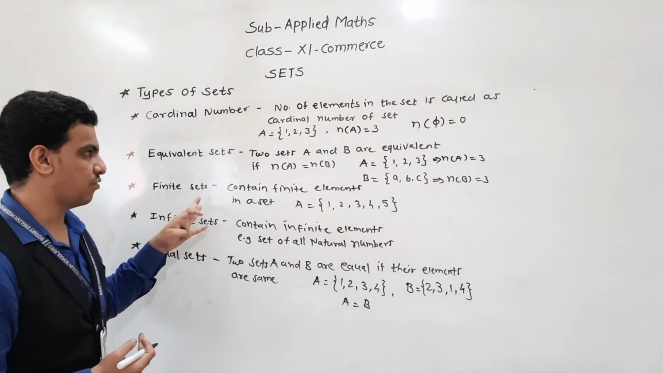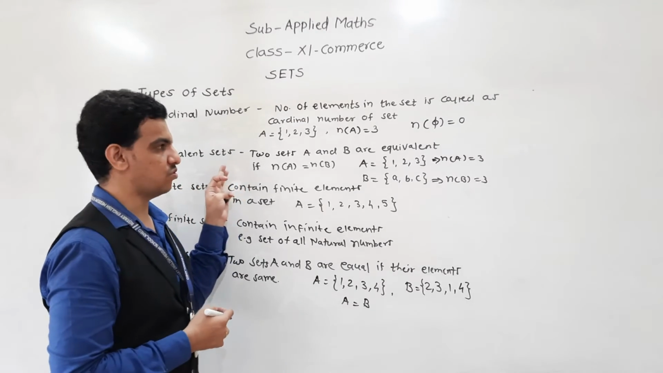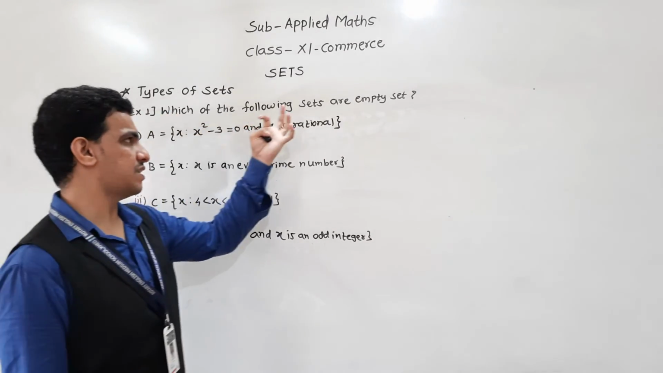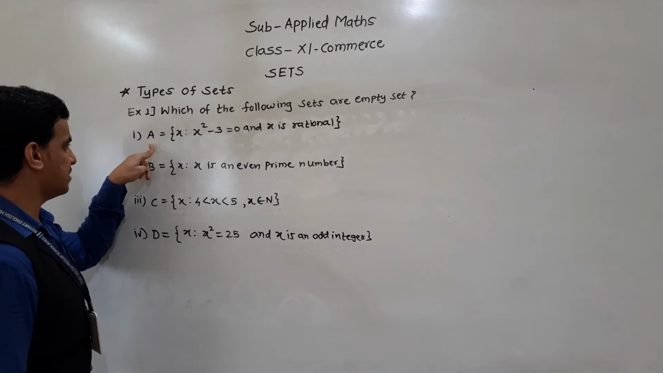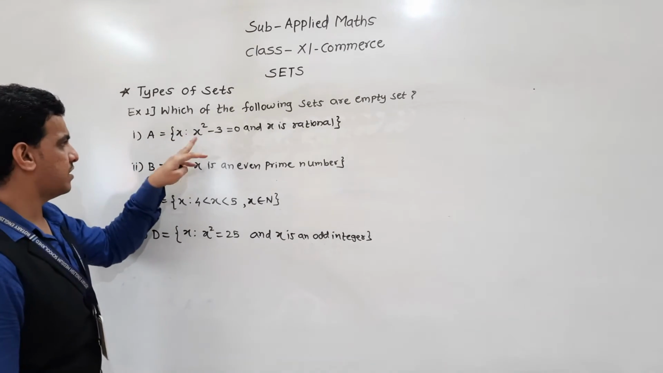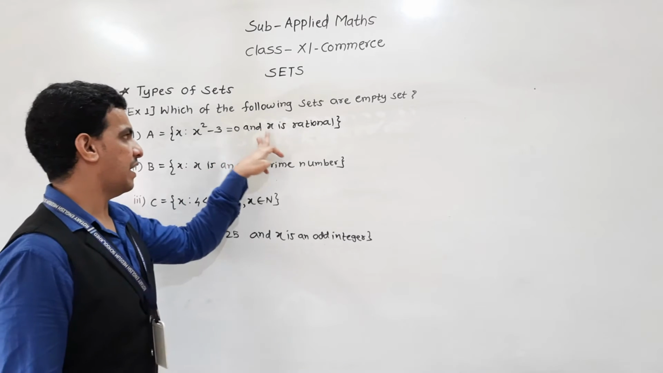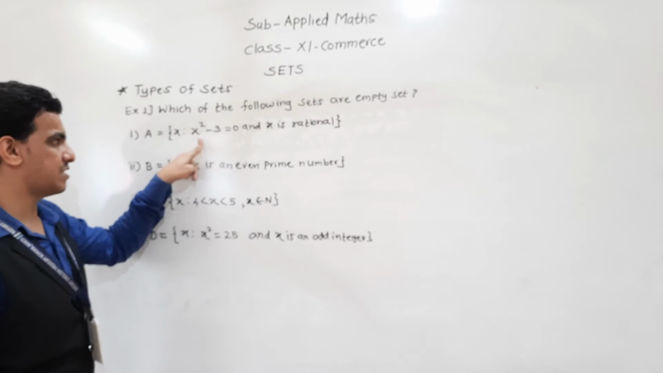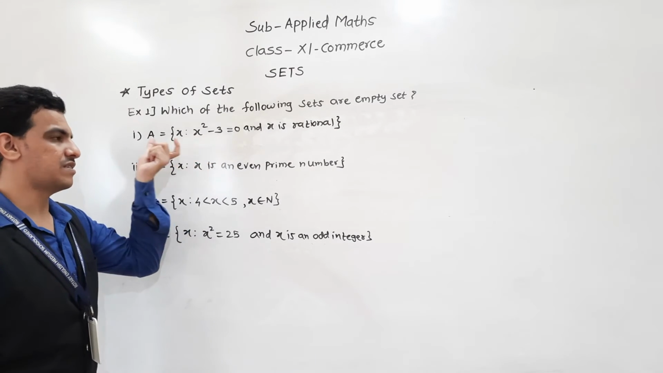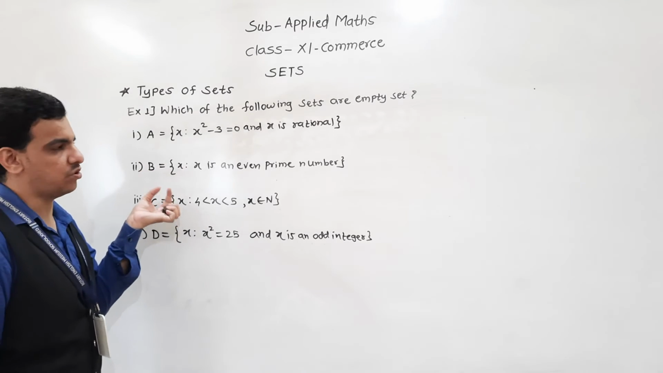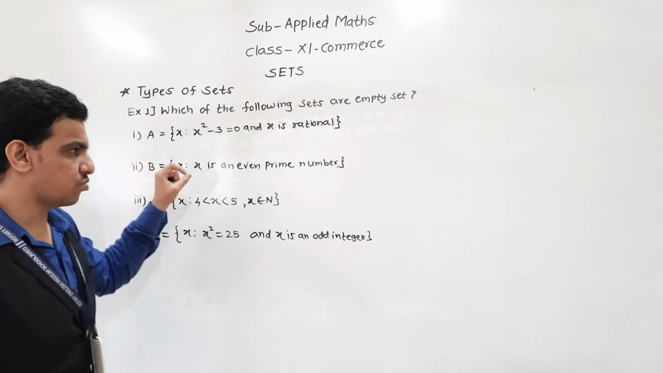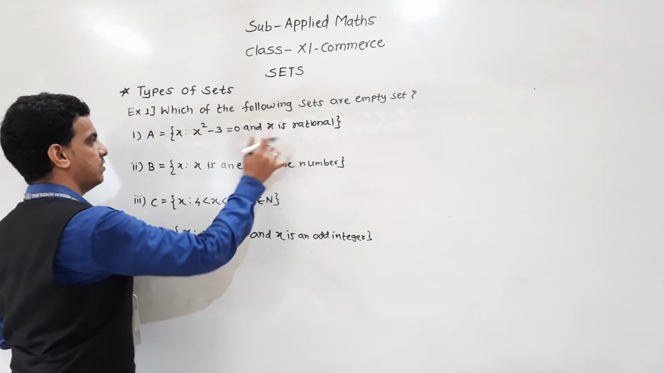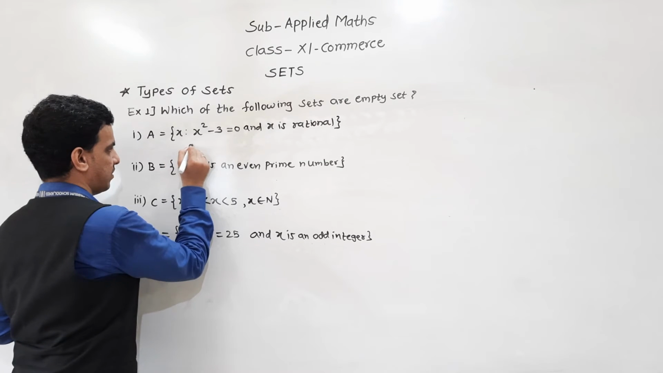Understand this. Now we will take examples based on these concepts. The first example: which of the following sets are empty sets? A is equal to the set of all x such that x square minus 3 is equal to 0 and x is rational. If we find the roots of this equation, x square is equal to 3, so x is equal to plus root 3 or minus root 3. Both are irrational numbers. Here x is rational, so this set is an empty set.